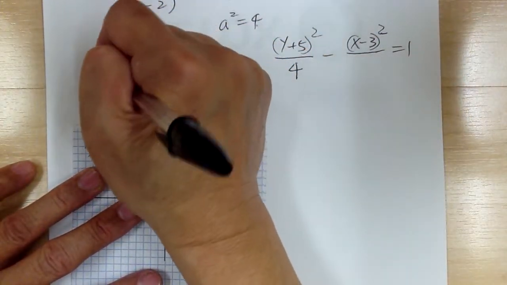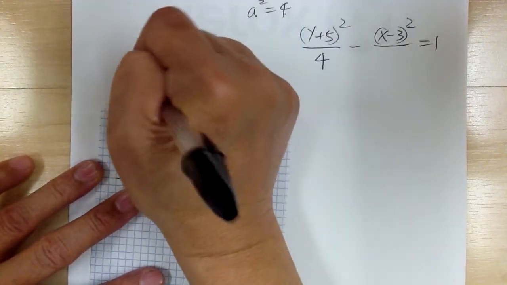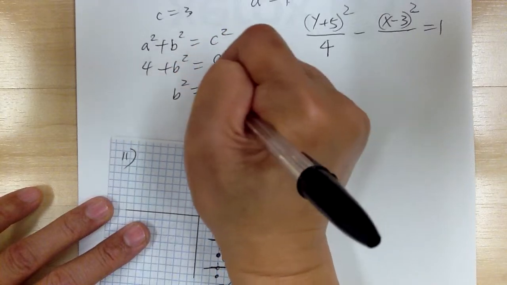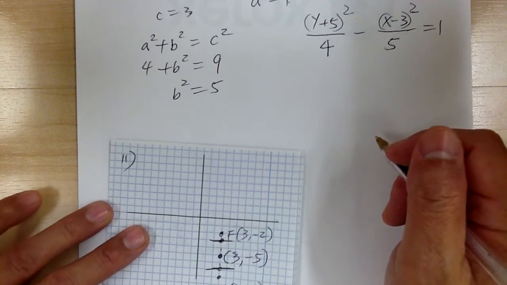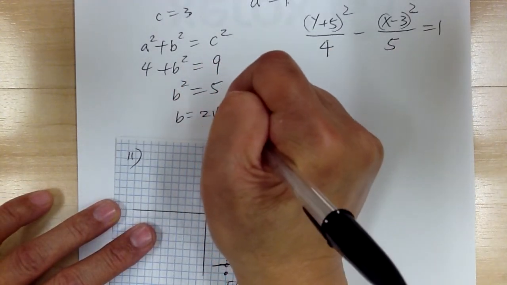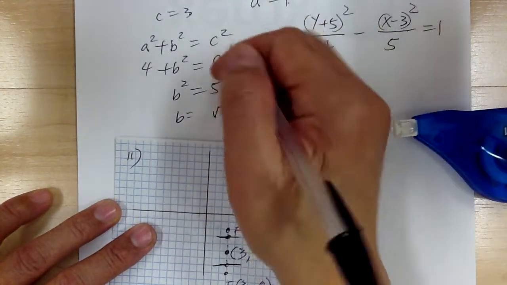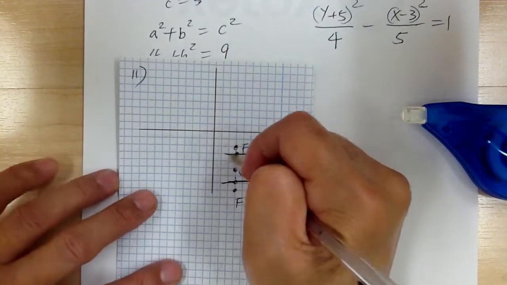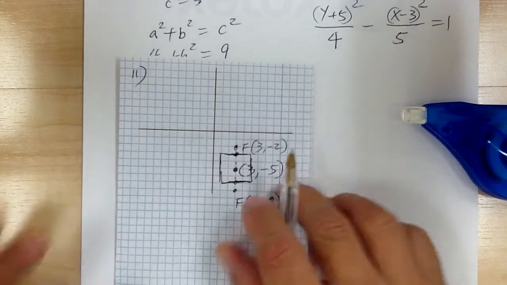Now go and use the Pythagorean Theorem. So a squared plus b squared equal to c squared. So 4 plus b squared equal to 9. So b squared equal to 5. So 5 will go under here. Now if you have to graph, then b is equal to the square root of 5. So it's about 2.2, pretty close to a square. So that would be your box.